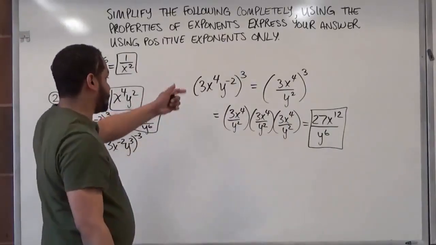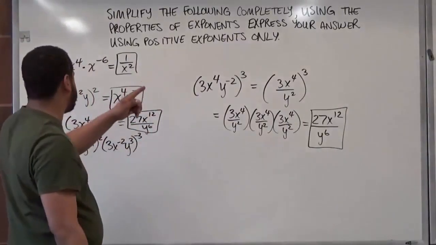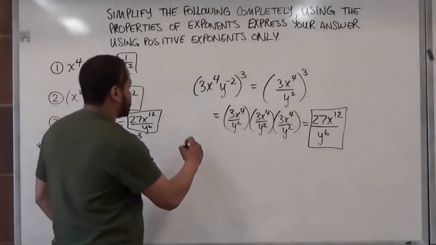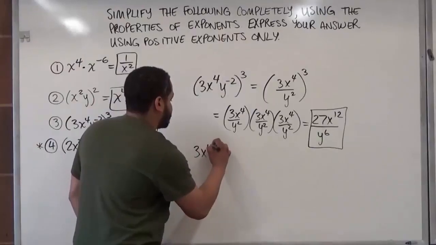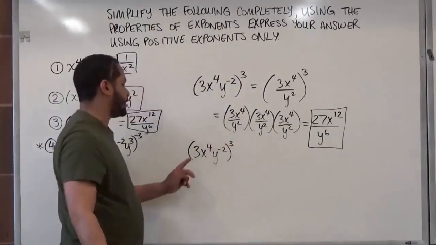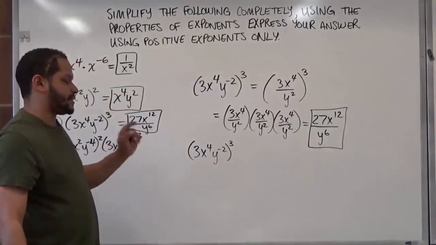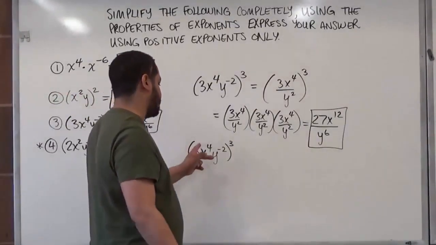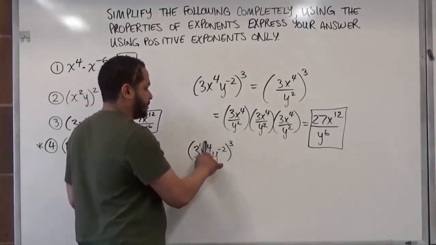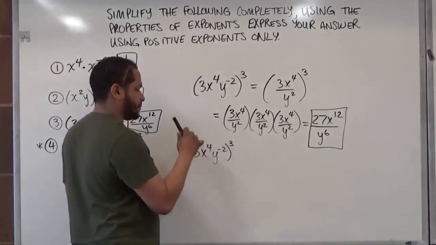And let's see if we could get a shorter way to do this by using the properties of exponents, right? The last property we used was distributing the exponent. So let's rewrite the question here. 3x to the 4th, y to the negative 2nd, and we have the power of 3 out here. Now there's a number in here, right? So there's an exponent on numbers as well. If you don't see the power, you can just add the power of 1. And what we're doing here is we're going to distribute the exponent to each term by multiplying them.